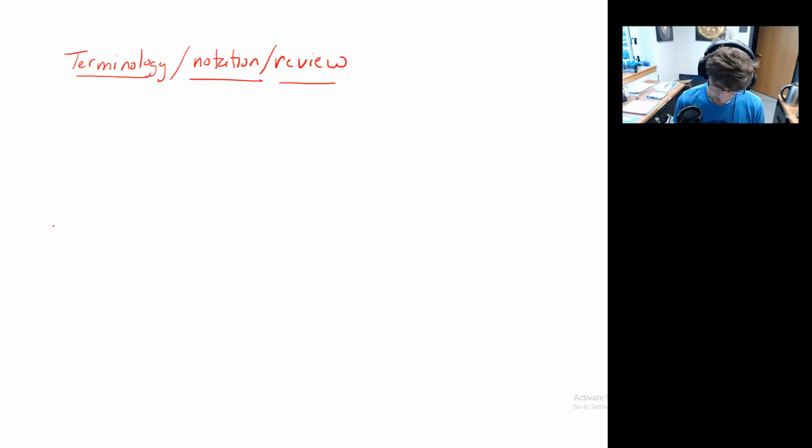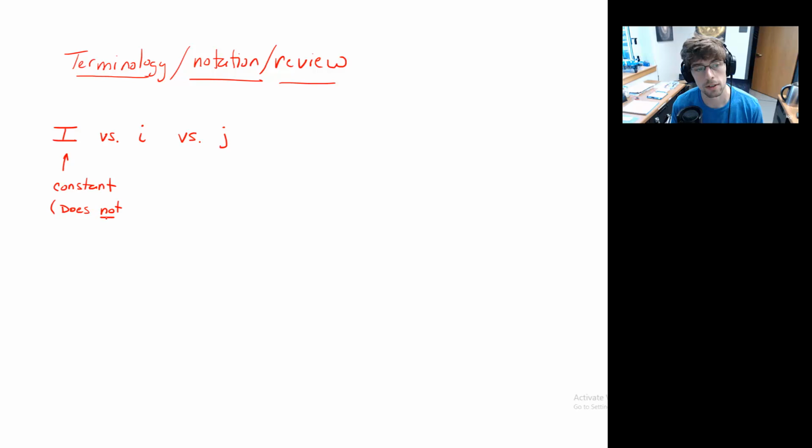One of the first things that I need to point out to you, and I will be particularly bad about this, I already know just because I swap them all the time, but I'll highlight it. I'll put uppercase I versus lowercase i, and in here I'll also put versus j. The convention used by our book is that uppercase I represents a constant, and I'll be more specific, does not vary in time.